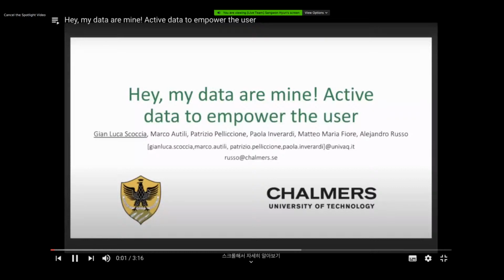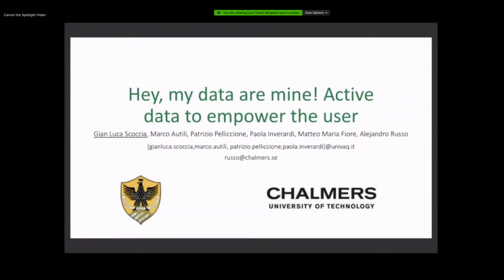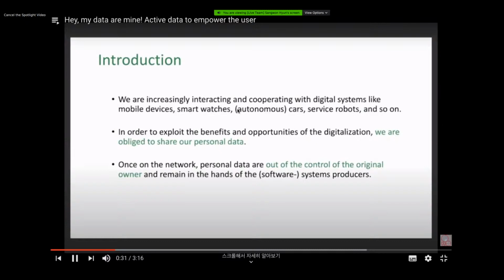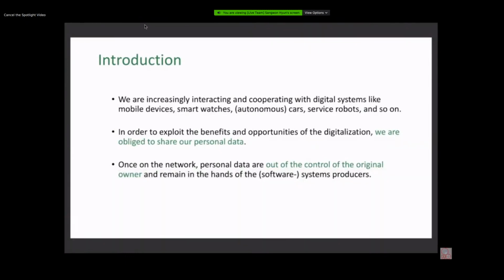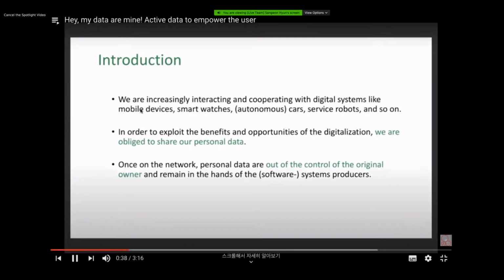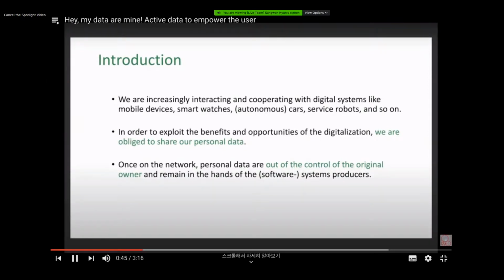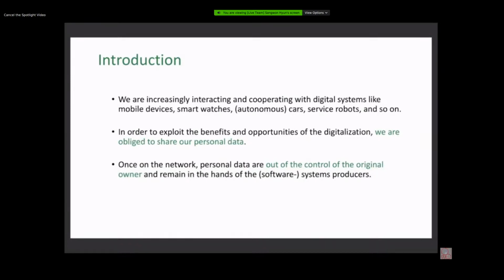Hello, my name is Gianluca Scoccia and I'm a postdoc researcher at the University of L'Aquila, and I'm going to present our work, Hey, My Data Are Mine: Active Data to Empower the User. Nowadays, we live in a society where we are increasingly interacting and cooperating with digital systems like mobile devices, smartwatches, autonomous cars, service robots, and so on. However, in order to exploit the benefits and opportunities of these digital systems, we are obliged to share our personal data with them. And the problem is that once on the network, we lose control of our personal data, and this data is in the hands of the system producers and no longer in control of the original owner.